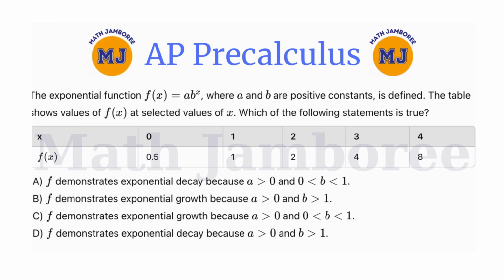The exponential function f of x equals a times b to the power of x, where a and b are positive constants as defined. The table shows values of f of x at selected values of x. Which of the following statements is true? The x values are 0, 1, 2, 3, 4.